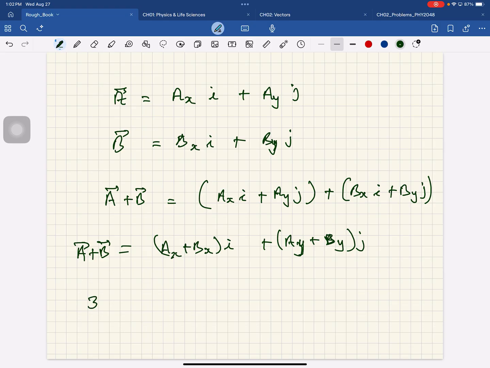Let me ask you, what is 3A minus 4B? Any guesses on what that might be? So you see, once you have a vector in component form, then you can do algebra very easily.